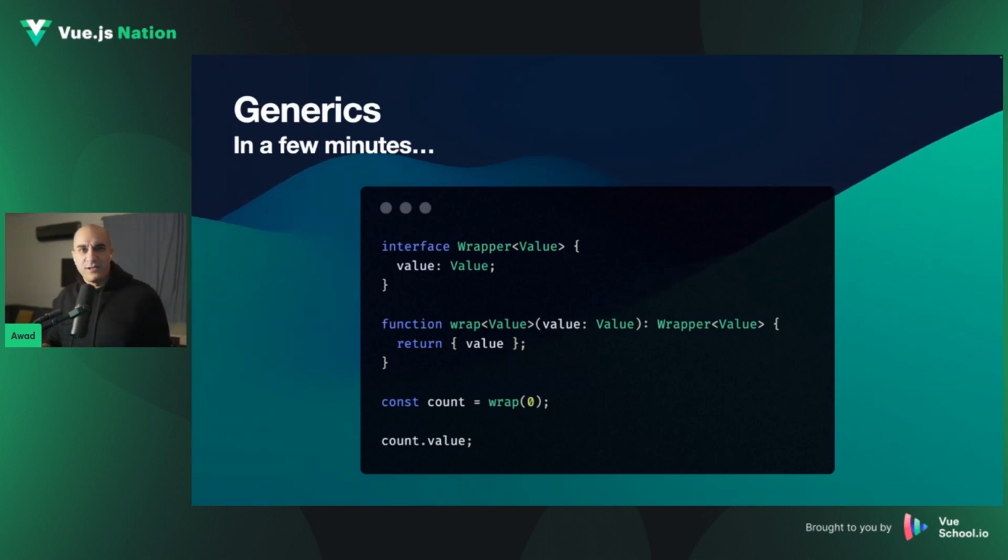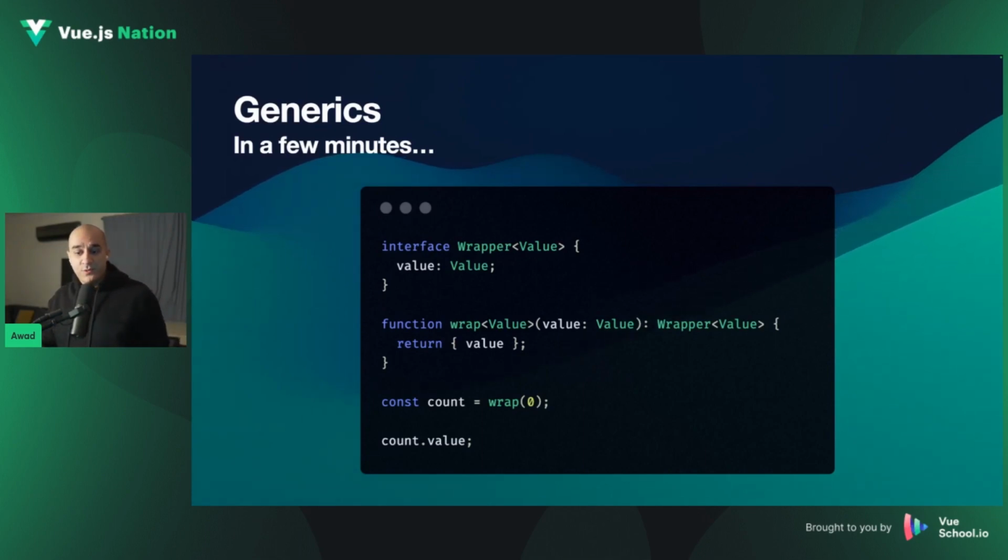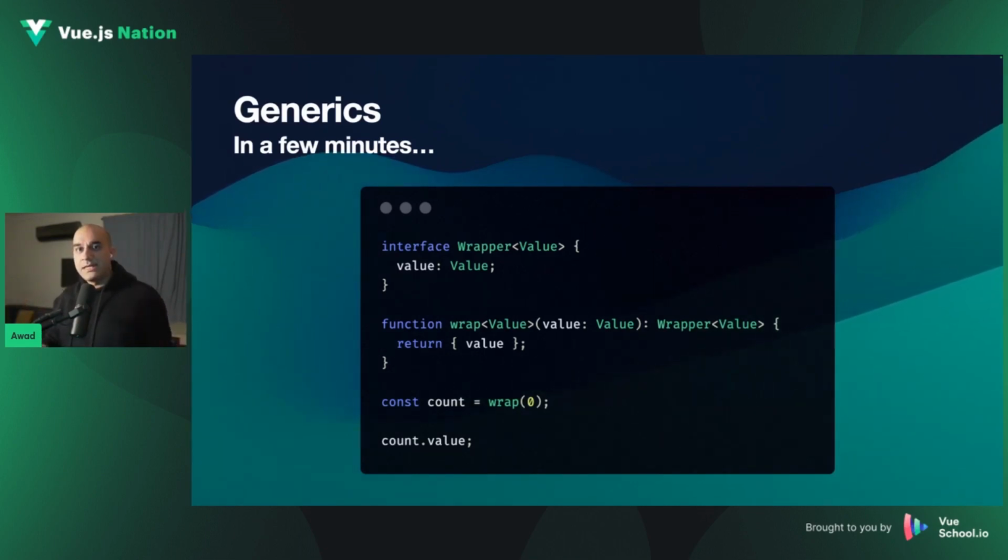Now this will feel weird, but bear with me. So const count equals wrap 0, and TypeScript will resolve the count.value type to be a number. If you pass a string, it will resolve it to a string. So it's really a dynamic type here.